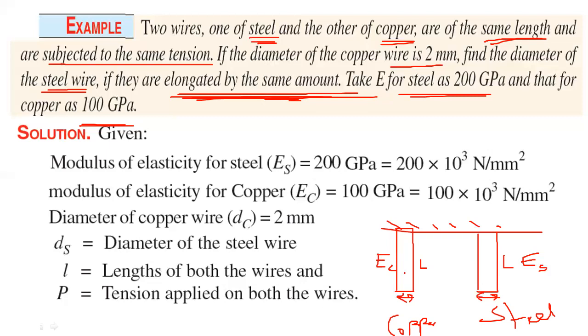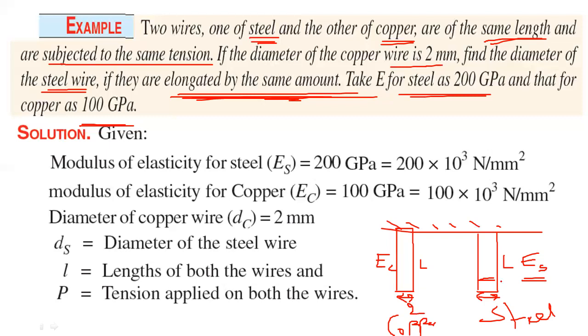Here, the diameter of this copper wire equals 2 mm. Then if the load acting on this copper wire and this steel wire are both the same, find the diameter of the steel wire. Here the strength of the steel wire is higher than the strength of the copper. That's why the answer for the steel wire, that is the diameter of the steel wire, is a smaller diameter than the copper.